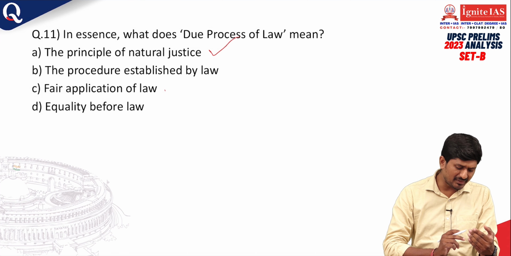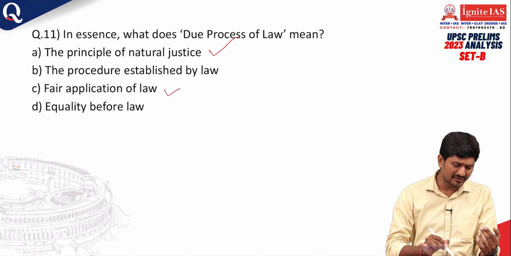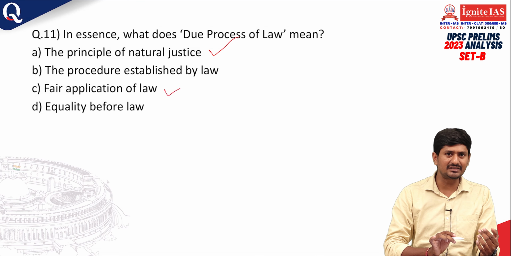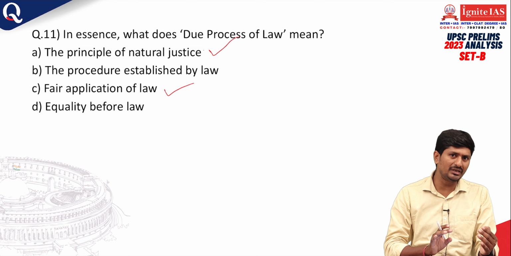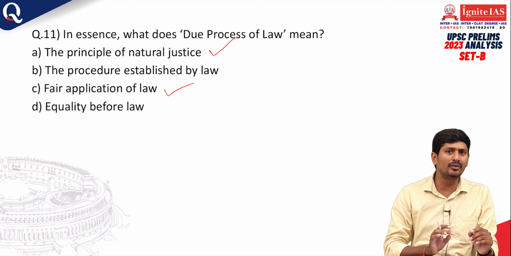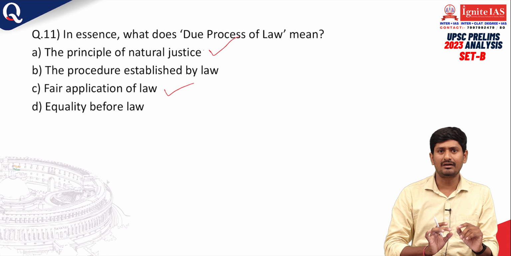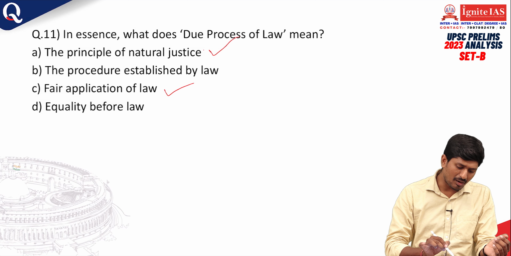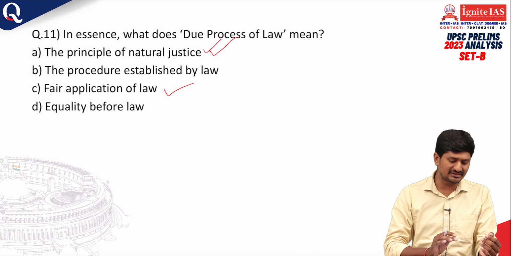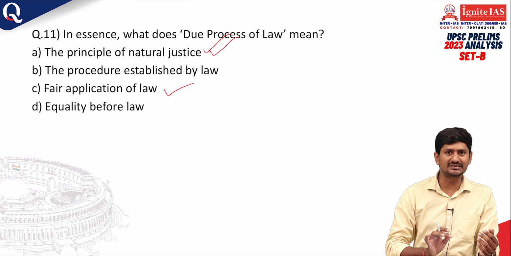A few aspirants may prefer to choose option C as the right answer, but it limits the judicial intervention only to the executive, which does not allow judicial oversight over the legislature. So hence option A is the right answer as far as the 11th question is concerned.